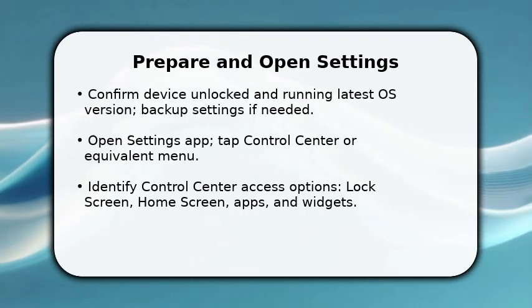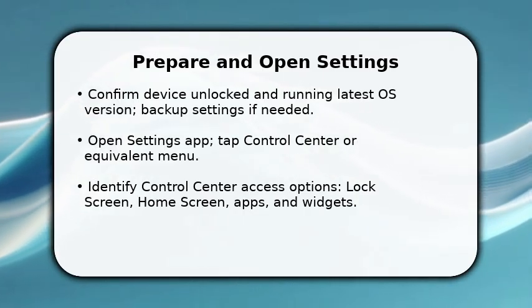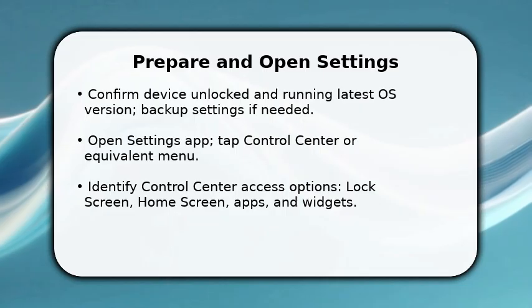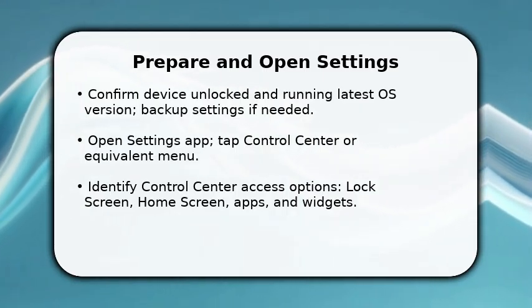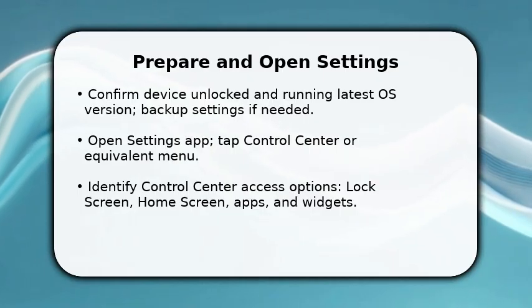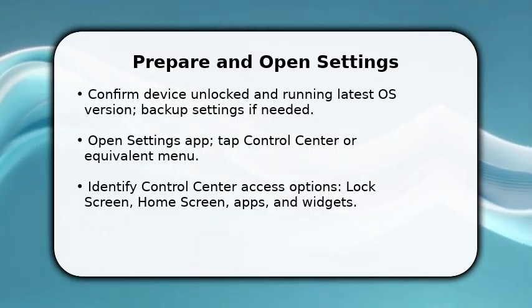Enjoy the video. You'll start by making sure your device is unlocked and updated. This avoids menu changes mid-process. Open Settings and then tap the Control Center section. This is where access rules live. Once there, scan the available toggles and permissions.